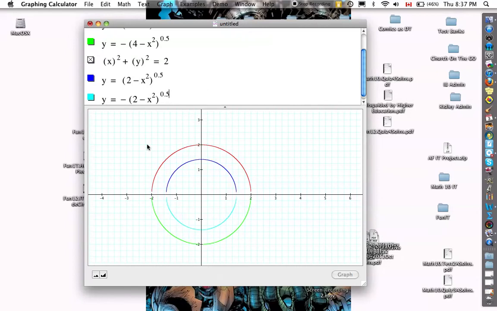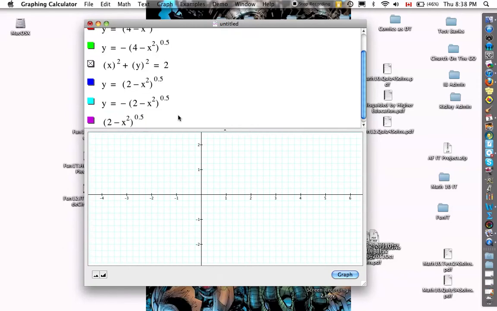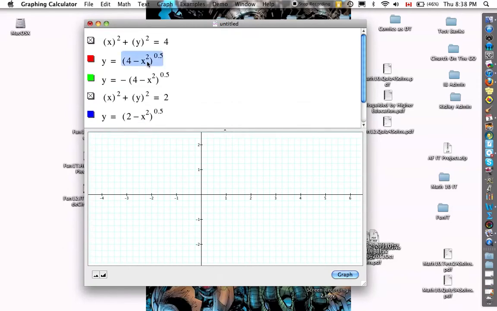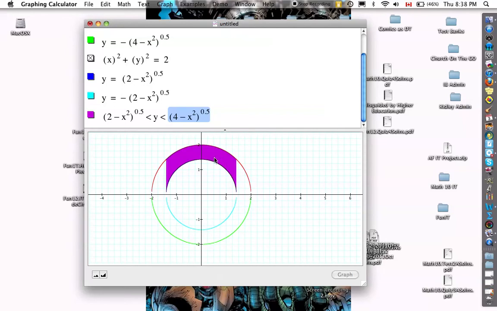And now I can use these explicit equations to shade in between and do my low less than y less than high. So here's my low. I go less than y less than a high one. And it will just shade in between those two circles, and then you would do it on this side.